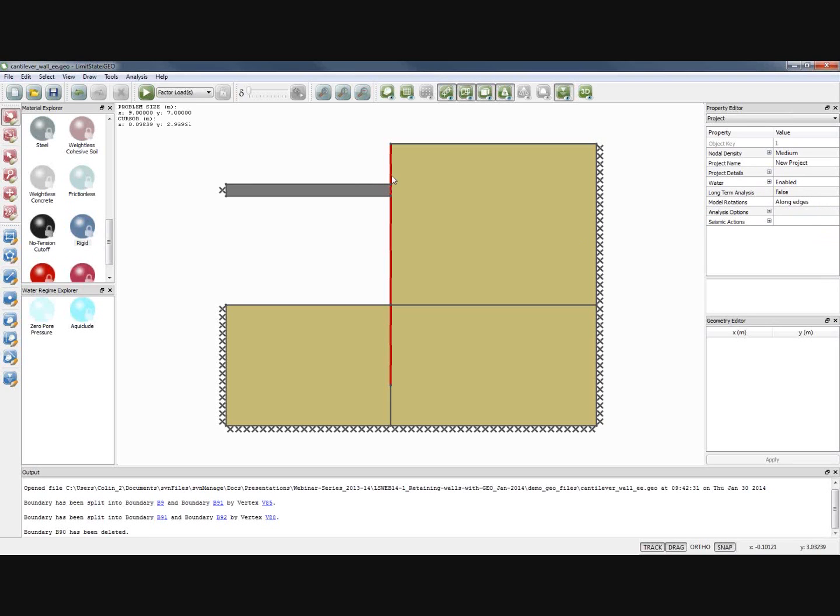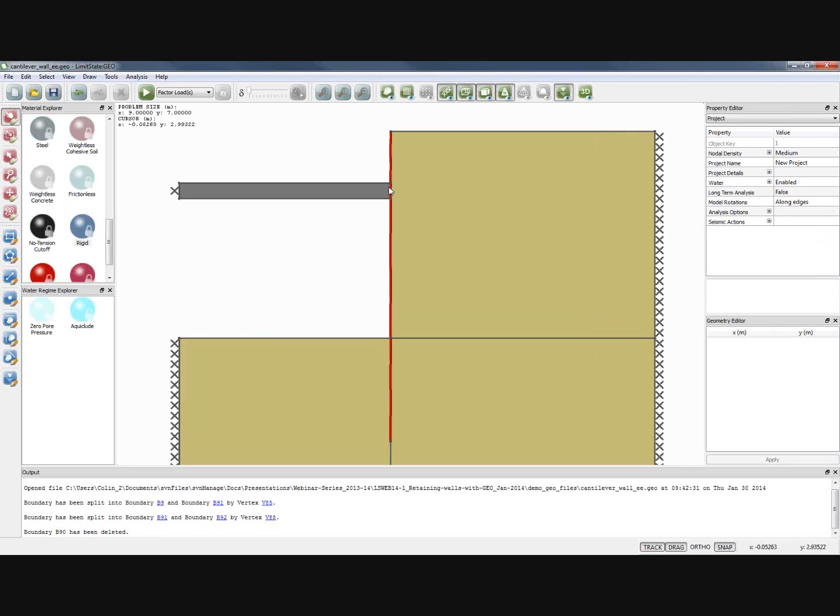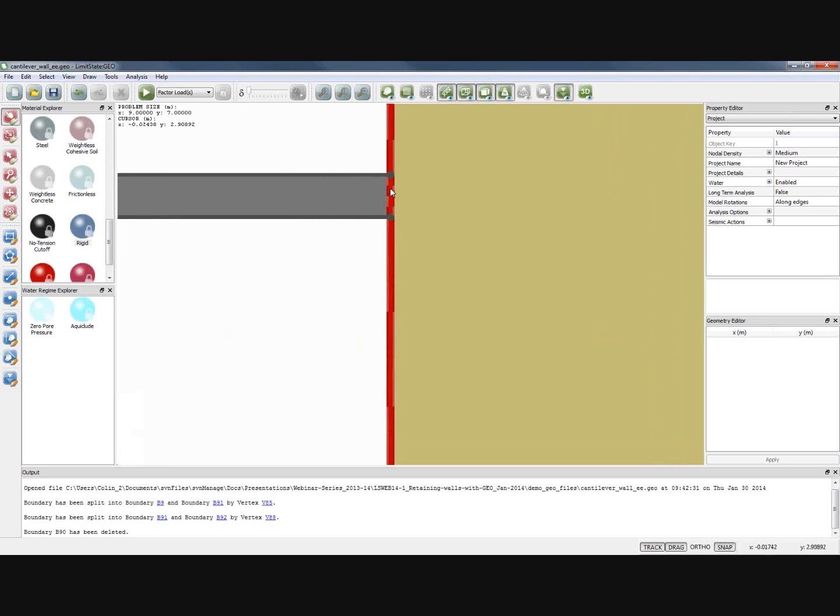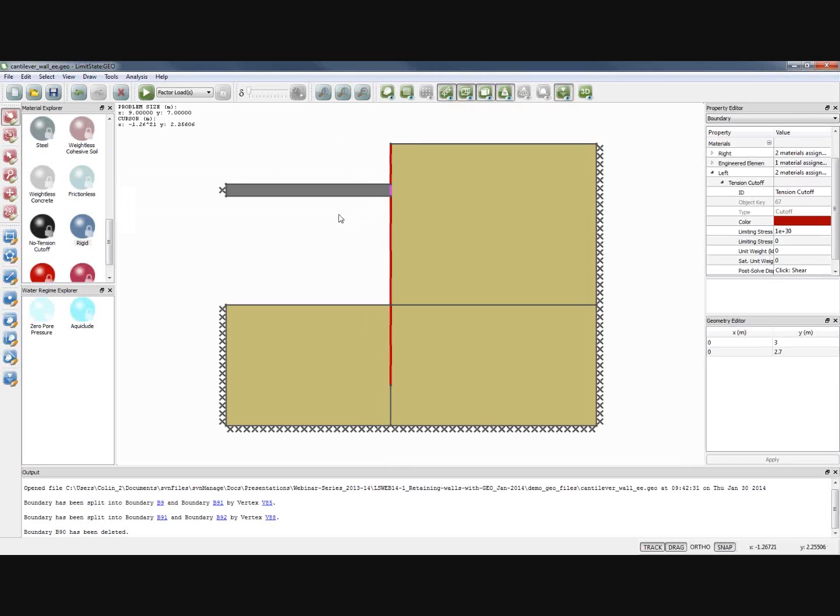Now, if we want the wall to actually pivot freely about the prop, then what we want to do is make sure the interface of the prop has a no tension value on it. So we're now looking at the left-hand side, and it has a tension cutoff, which means essentially that the wall can lift off the prop and just rotate about the top or bottom corner freely. So that would model a totally free to rotate prop wall interface. And we're about 1 meter down from the top.